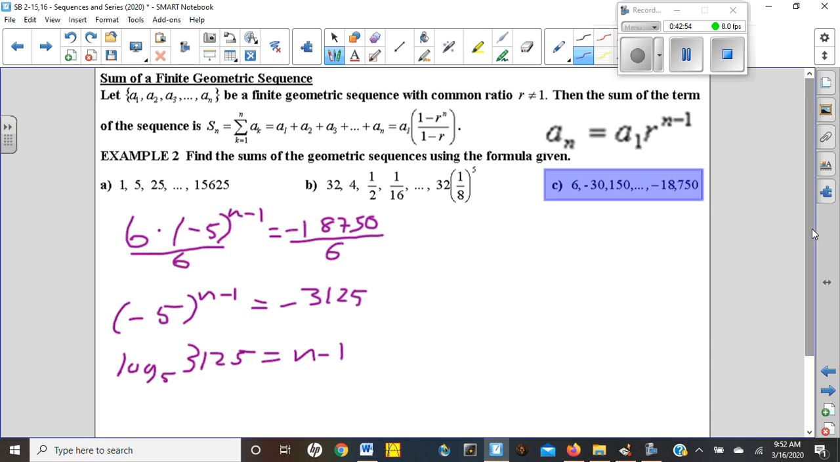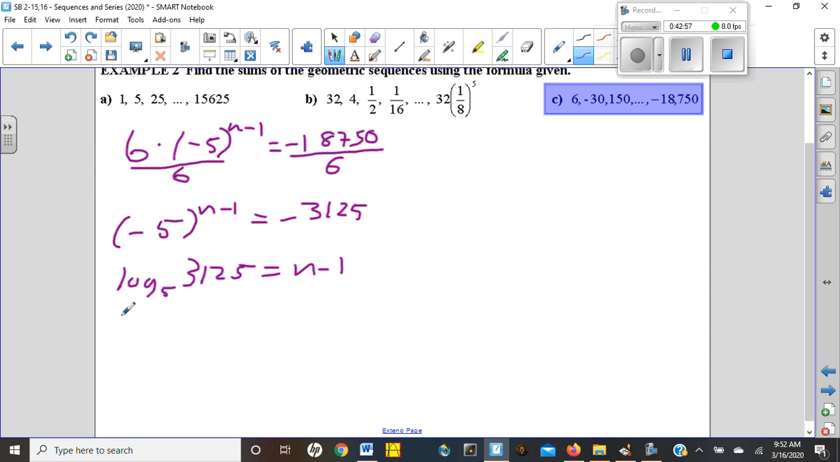Maybe you get used to change of base right away. Maybe you know that you're not going to be able to use your function, so we start practicing on our homework, and we do natural log 3125 divided by natural log 5 is equal to n minus 1. Or if we add 1 to each side, natural log of 3125 divided by natural log of 5 plus 1 gives us how many terms out we are. So let's go and figure that one out.